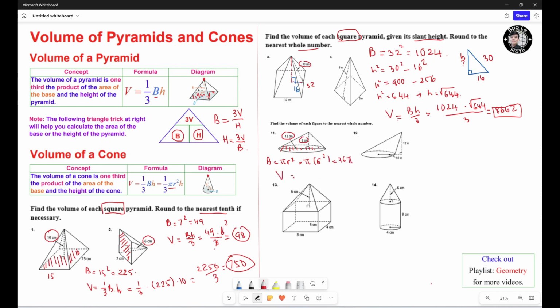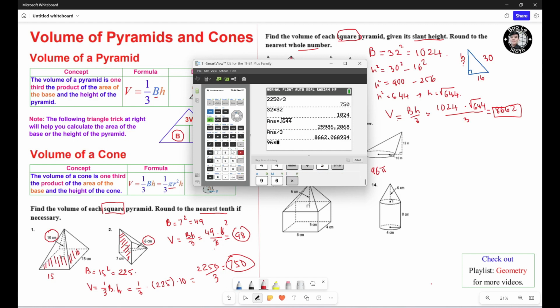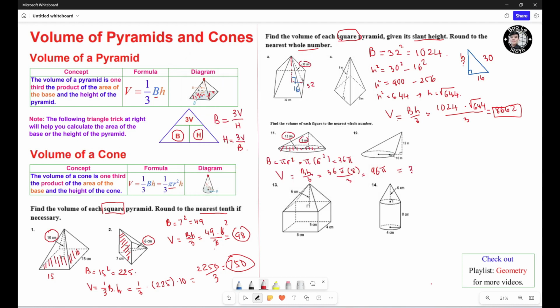Alright, volume equals base times height divided by 3. So it can be 36 pi times 8 divided by 3. 36 divided by 3 is going to be 12. 12 times 8 is going to be 96. So 96 pi. The question asks you to round to the nearest whole number, so you just use 96 times pi. It's going to be 301.59, so it will be 302. This is the answer.